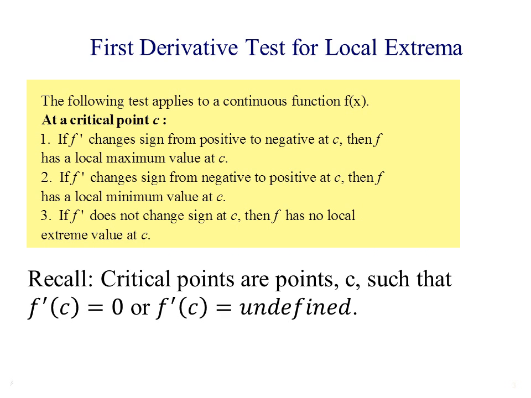Here is the first derivative test for local extrema. This test applies to a continuous function f of x at a critical point C. If the derivative changes sign from positive to negative at C, then f has a local maximum at C. If it changes from negative to positive at C, then f has a local minimum at C. If the derivative does not change sign at C, then f has no local extreme value at C.